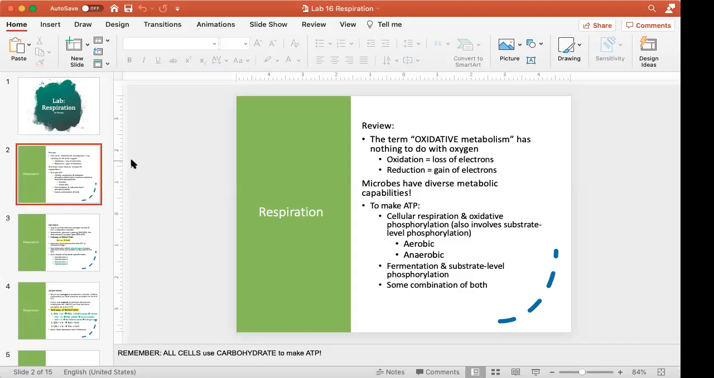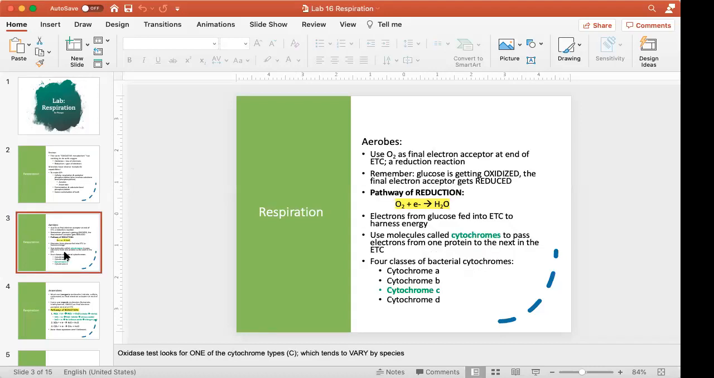Enough about carbohydrates. Actually, we're still talking about them because we're talking about respiration today. So I mentioned last time that as we talk about carbohydrate catabolism today, we're going to focus primarily on anaerobes. But we're going to look at two different tests, and one of them keeps us with the aerobes for a minute.